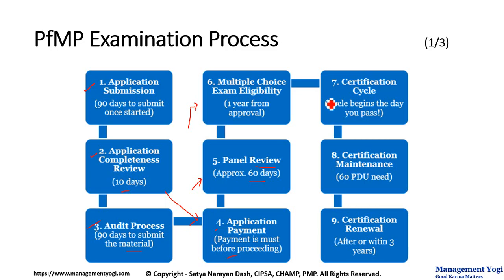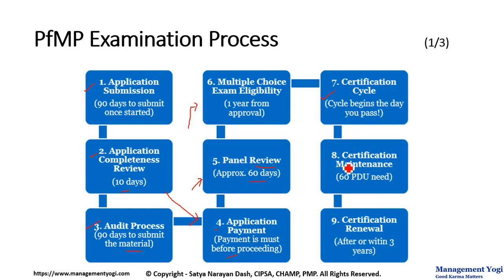After that, your certification cycle begins. So assuming you have passed the PfMP certification and you are a certified PfMP, then your certification cycle will begin and that will last for 3 years. So let us say you gave the exam sometime in October 2026. From October 2026, 27, 28 and 29. That is till October 2029, you have a 3 year cycle to continue with your PfMP certification.